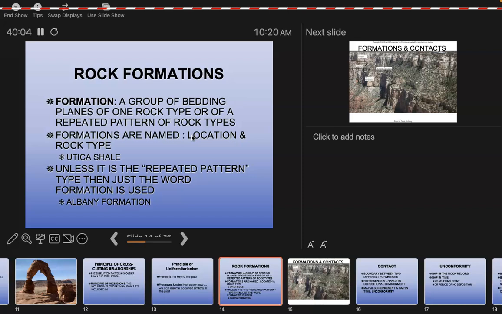So that's if it's one type of rock, right? If it's a repeated pattern, then they just use the word formation. The Albany Formation. All right, well, we know it's located in Albany, but we got to Google that sucker and see, oh, it's limestone shale. Oh, okay, that's cool. You got to look that one up. So if you see the word formation, it's multiple types of rock. But if it's only one, they're going to just tell you what it is. And again, we have to be happy that for once they're keeping things simple.